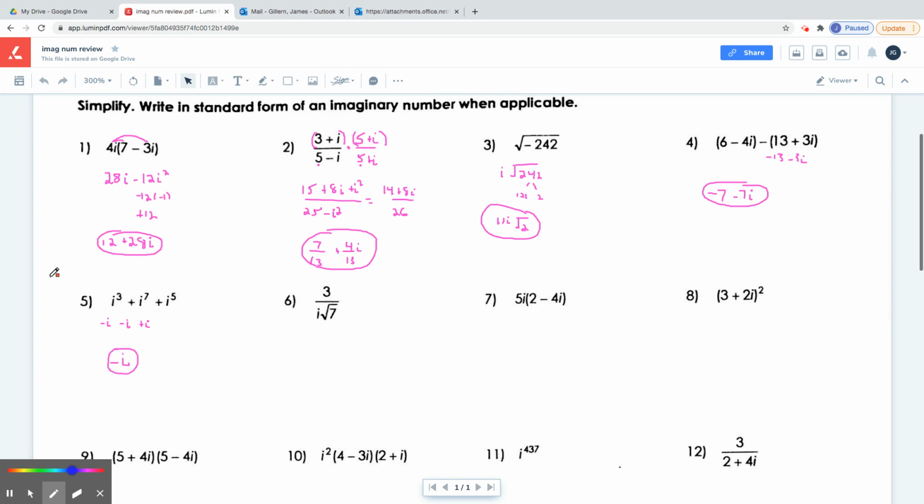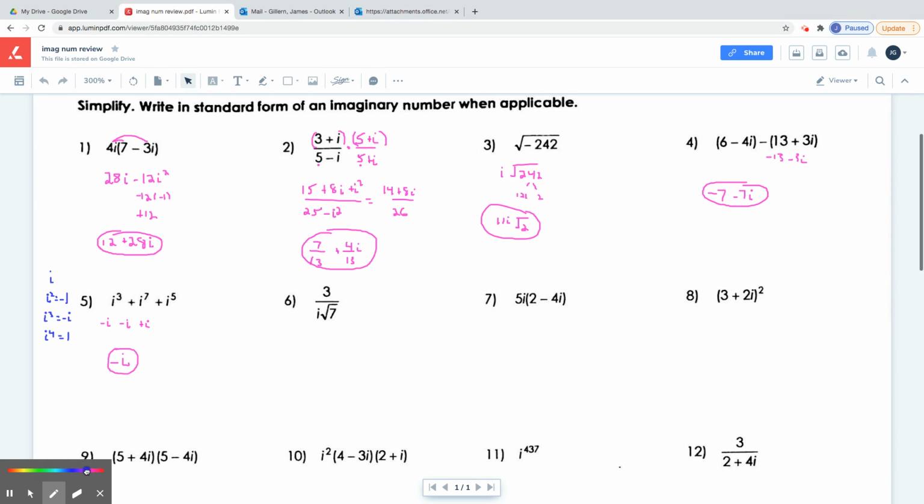Remember, you have i, which is i to the first. i squared is negative 1. i cubed is negative i. i to the 4th is 1. And then it repeats. i to the 5th is i, i to the 6th is negative 1, i to the 7th is negative i, i to the 8th is 1. So anytime you divide by 4, if the remainder is 0, it's 1. If the remainder is 1, it's i. The remainder of 2 is negative 1. The remainder of 3 is negative i.